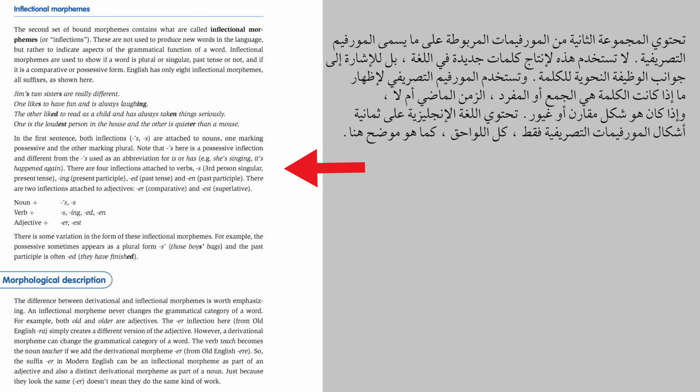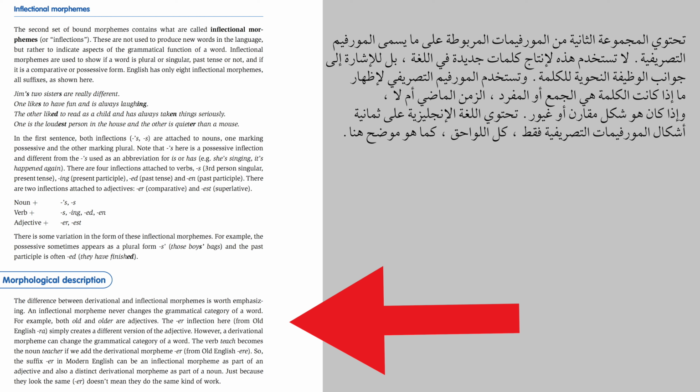فهذه تصير possessive indicator وراها مو قبلها. Morphological description. The difference between derivation and inflection morphemes is worth emphasizing. جدير بالتأكيد. Inflectional morphemes never change the grammatical category. مثل ما قلت لكم هو فعل يبقى فعل. For example, both old and older are adjectives. The ER inflection here from Old English ra simply creates a different version of adjectives.